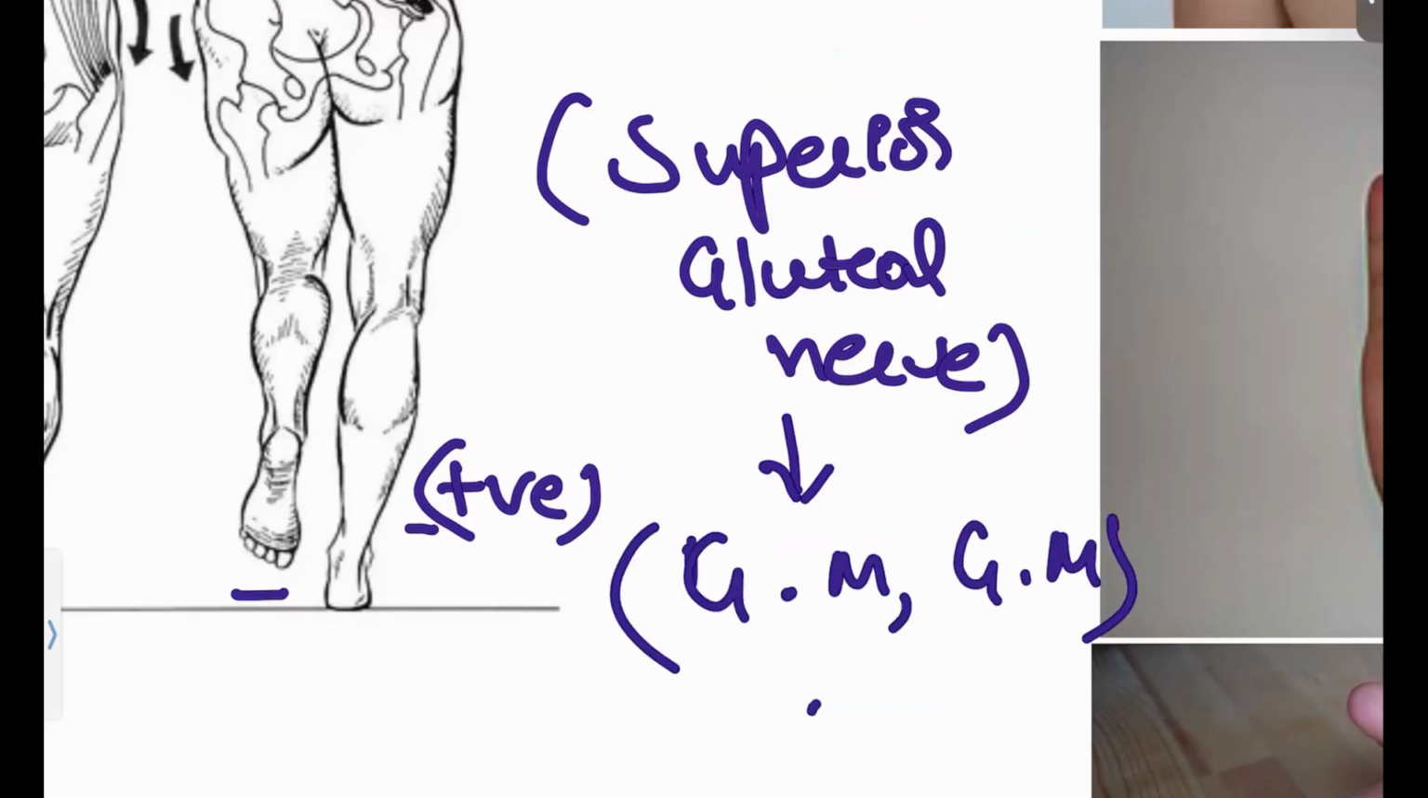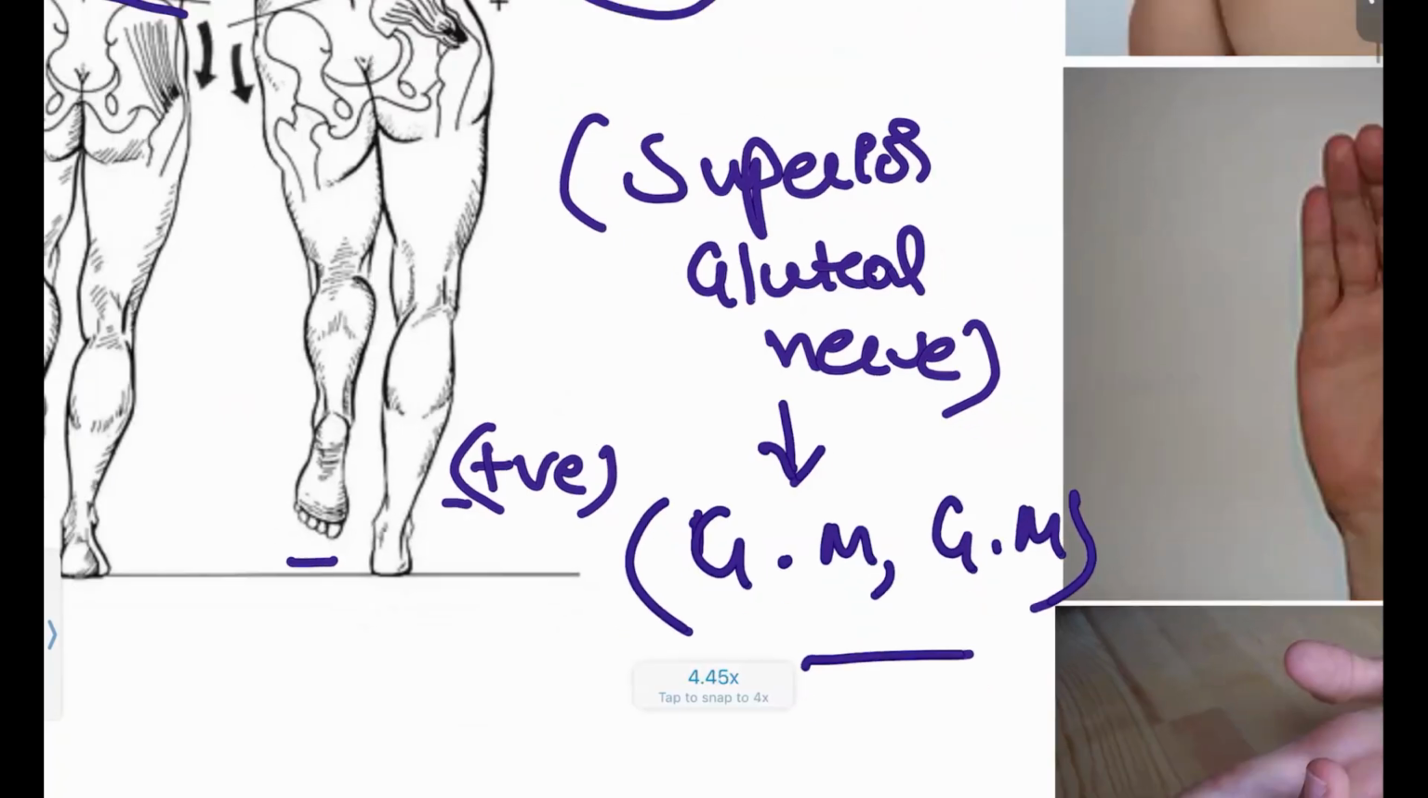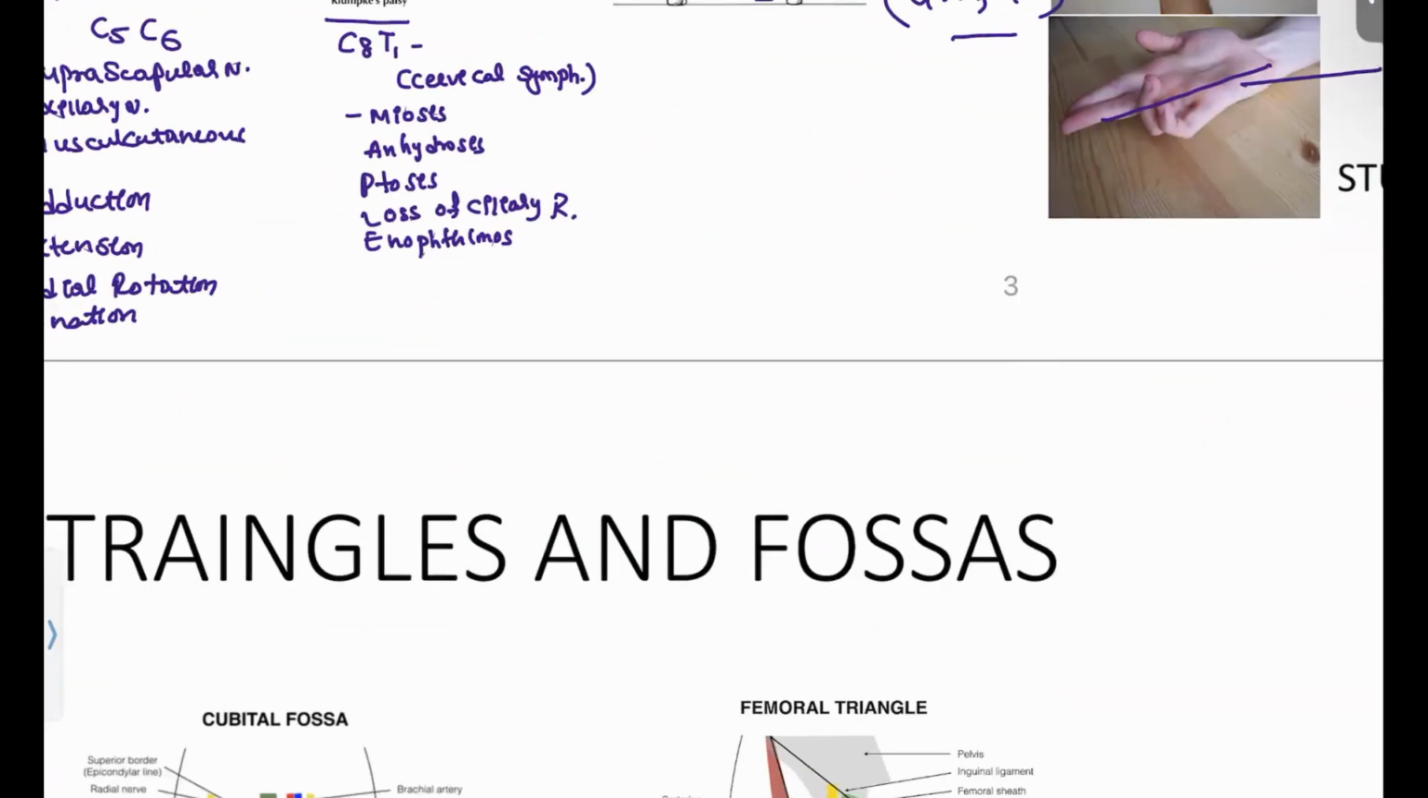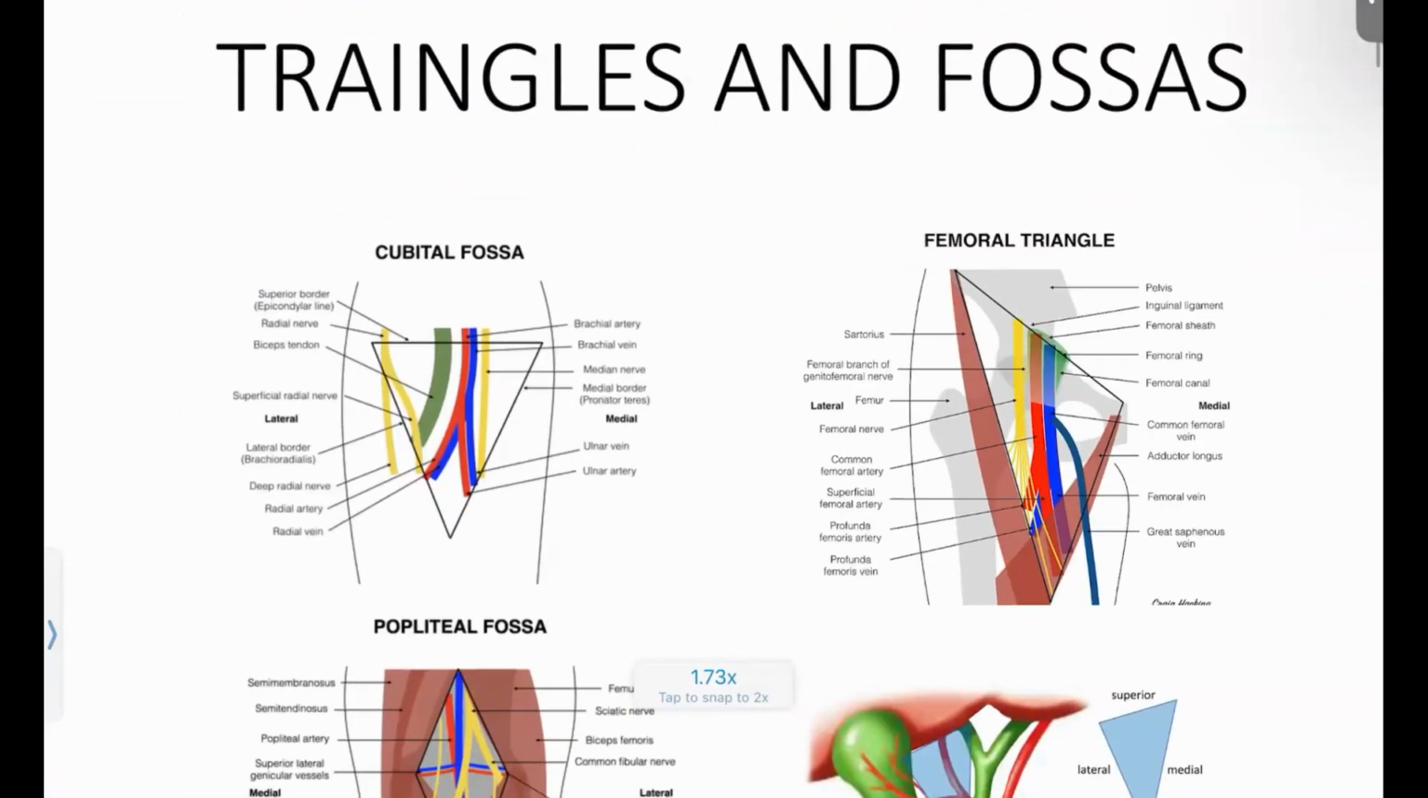This is the involved muscles of the patient. Okay, these are the nerve injuries that you have to remember. Next, moving on to the triangles and the fossas.